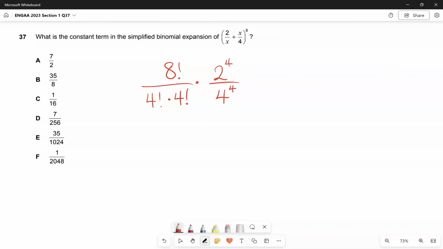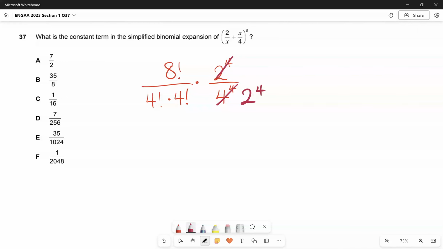Now, how can we simplify this? Because this is now just a game of simplification. Well, 4 to the 4 is 2 to the 4 times 2 to the 4. So we could write that as 1 over 2 to the 4. And then the 8 factorial and the 4 factorial times 4 factorial.